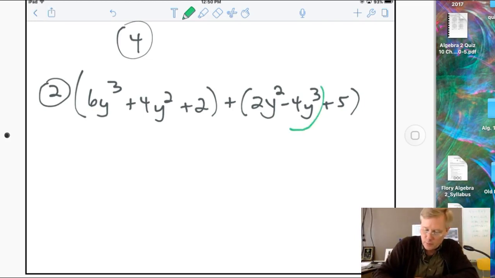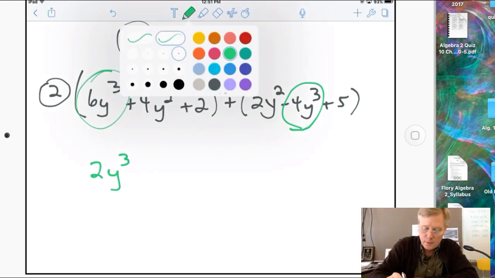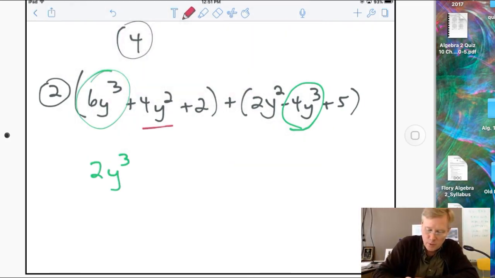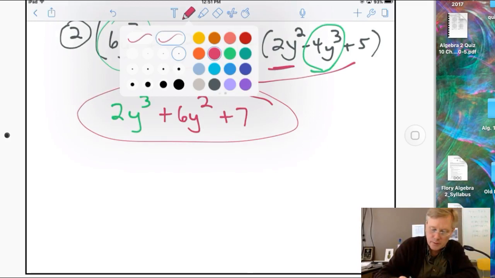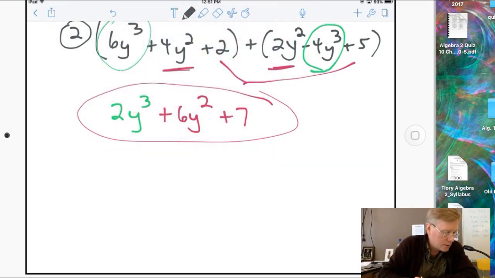In this case, they put them out of order. There's my cubes over here, and here's my cubes or third powers over there. So I'm going to add those two together. 6 plus negative 4 is 2, and I keep the exponent the same, all right? The next one, here's my y squareds, and there's those y squareds. Those two I can add together. 2 plus 4 is 6, y squared, and then I can also add my regular numbers together. 2 plus 5 is 7. So that's the answer. Notice how I didn't change the exponents when you're adding or subtracting. It's only when you're multiplying or dividing do you change the exponents.